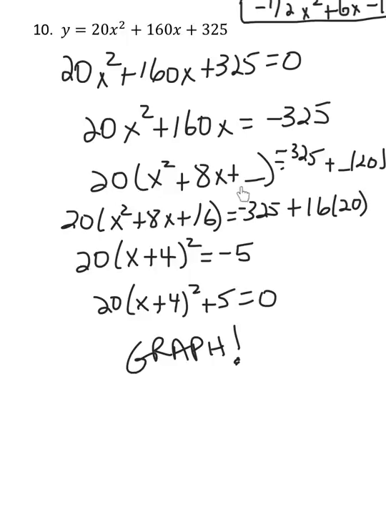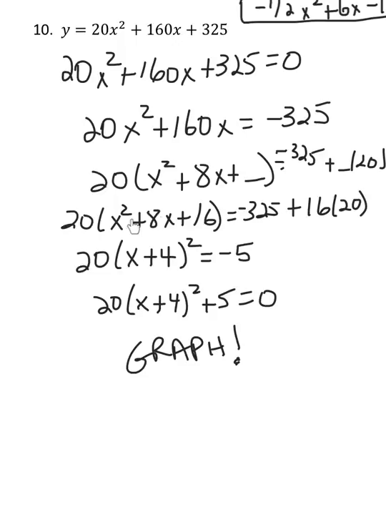Then I factored out my 20, and I have a space left here to complete my square. But remember, when we add this number over here, we also have to multiply it by 20. Then we have our perfect square, which is x squared plus 8x plus 16. So we added 16 here. Don't forget to multiply times 20.